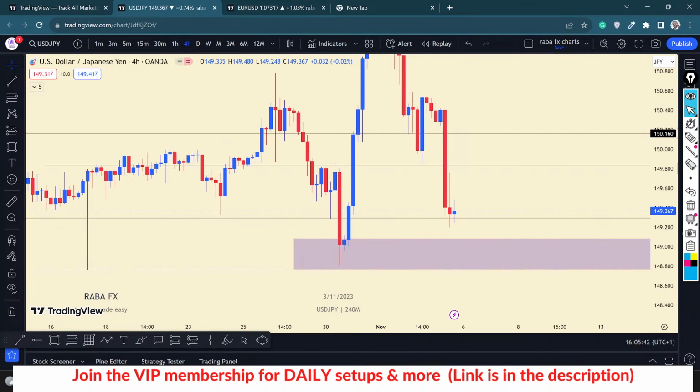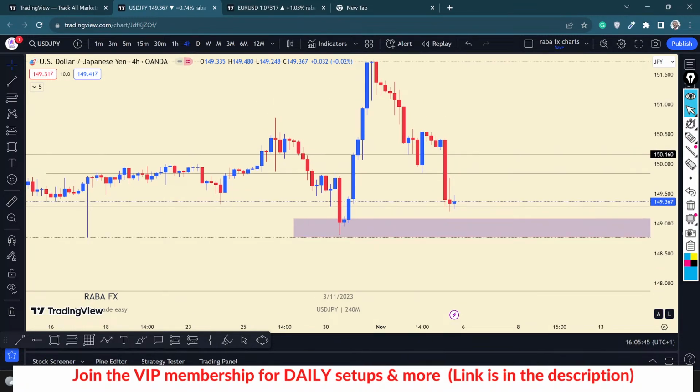You need to practice and have enough confidence in whatever strategy you trade. Okay, let's look at the chart. We don't have much in the chart this week.